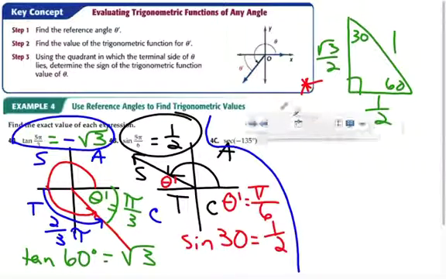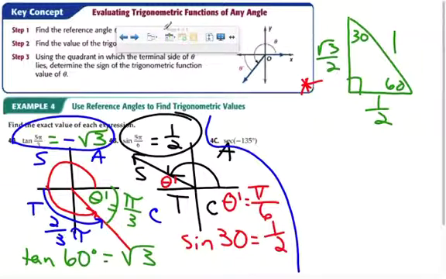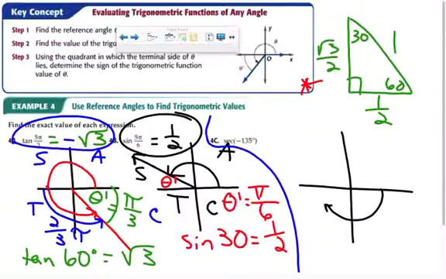Finally, secant of negative 135. Start by drawing it. Negative 135, about here. It's not going to make it to the full 180. And how much shy of that full 180 is it? It's 45 degrees, so that is my theta prime. So what I want to figure out is the secant of 45 degrees.